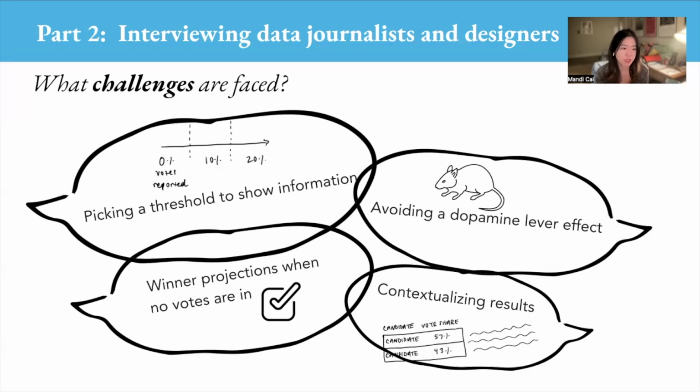A third challenge is showing winner projections when no votes have been reported. So when a candidate or party has this long history of winning some race by a wide margin, and if exit polling and early voting data show that this candidate will still win, the race could be called or a winner projected as soon as polls close. This can be challenging to explain to people.